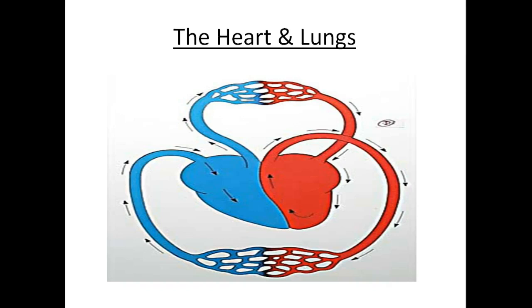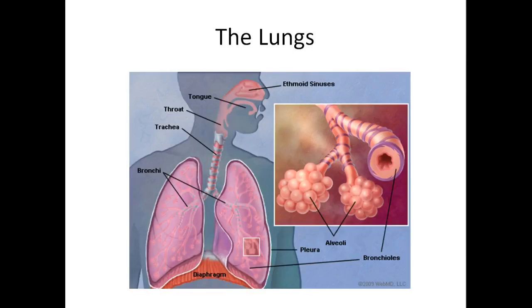Two circulatory systems. So we're going to come on to the lungs now. Obviously we've got openings in the mouth and the nose. That's going to go all the way down to the throat, then the trachea, and the trachea will branch off into two bronchi, leading to the left and right lungs.